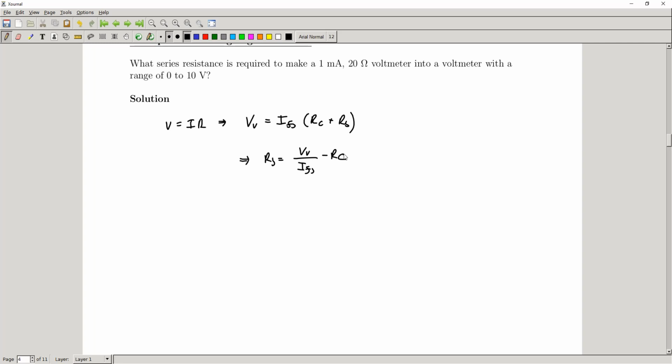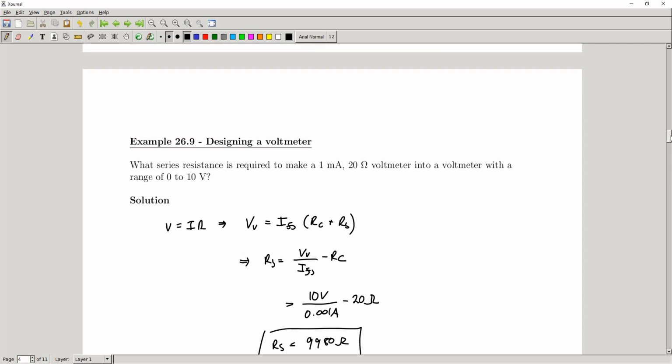And at this point we can pretty much just substitute in values and solve. We want a V_V possible reading of 10 volts. We know that I_FS is actually 0.001 amps, right? And R_C is the resistance of our dial, so our resistance there hasn't changed. That's going to be 20 ohms. And so if you do this calculation, you're going to end up finding that you need an R_S equal to 9,980 ohms to get a full scale reading on your voltmeter of 10 volts.